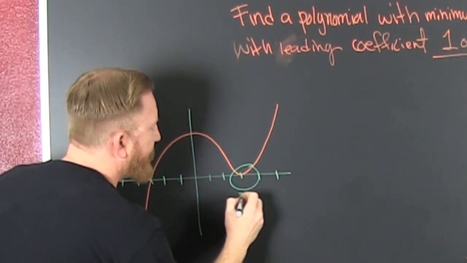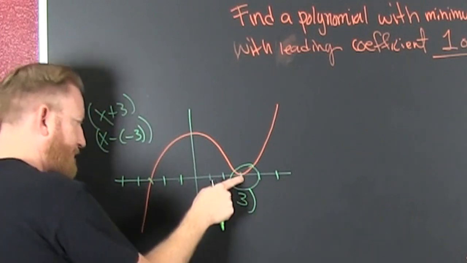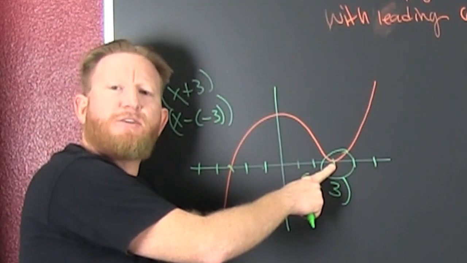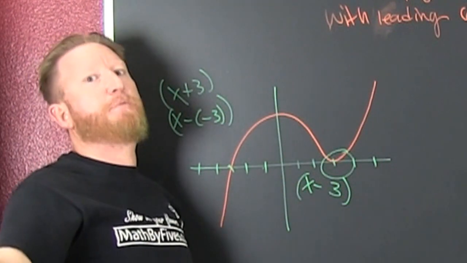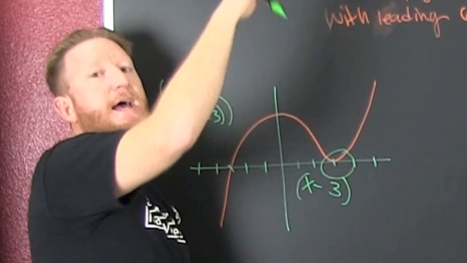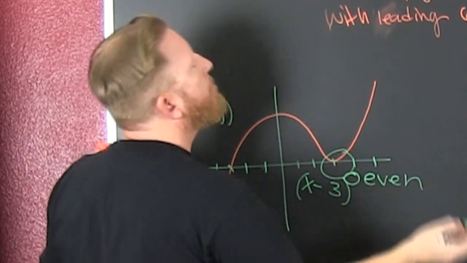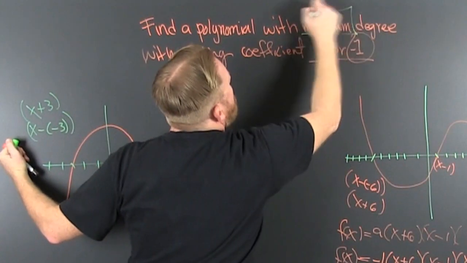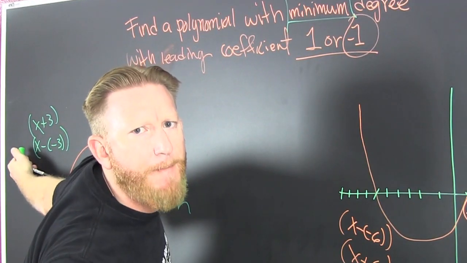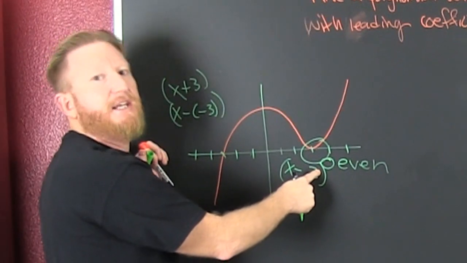That says that 3 is a 0, so x minus 3 is a factor, but does it bounce or does it cross? So it's a bounce. That means that the degree needs to be even, E-V-E-N, but it says a minimum. So for a minimum, what's the smallest even number?